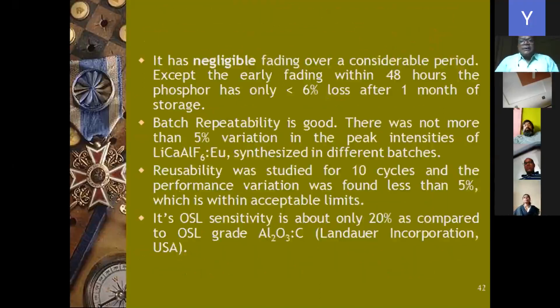So there is negligible fading over a considerable period, except the early fading within 48 hours. The phosphor has only 6% loss after 1 month. Batch reusability is good. There was not more than 5% variation in the peak intensity for LIC batches. Reusability was studied for 10 cycles, and the performance variation was found to be less than 5%, which is within acceptable limits. Its OSL sensitivity is about 20%.